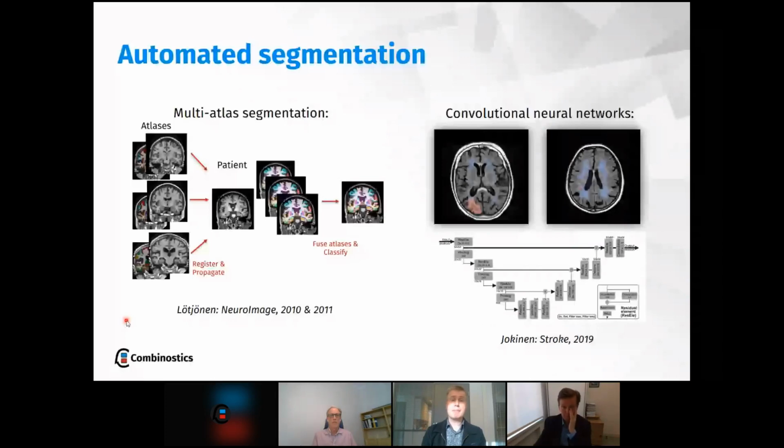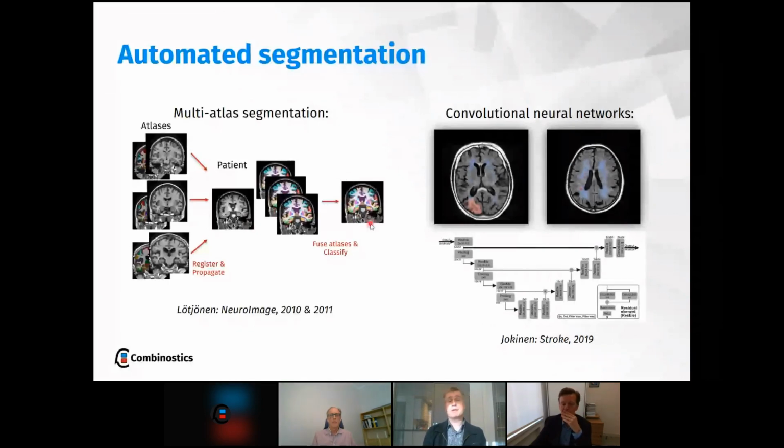Multi-atlas segmentation means that we have a set of atlases. An atlas is a grayscale image with the manual segmentation for that image. You map that image to the patient image using a deformation or warping, and then you propagate those labels to the patient image. So if you have 3 atlases, you get 3 segmentations, and then finally you combine these segmentations to form the final segmentation.